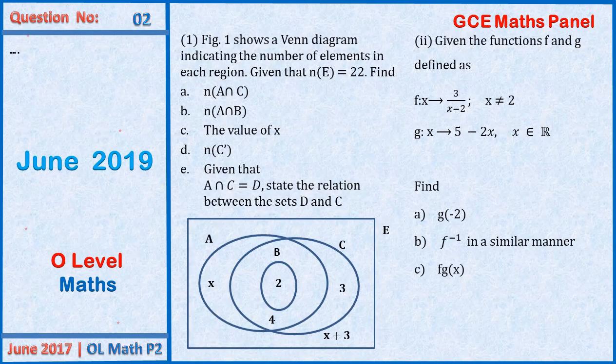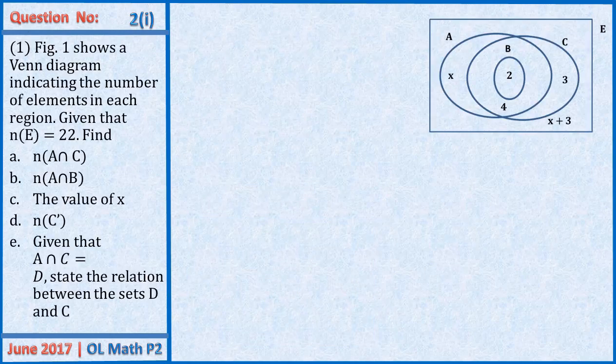Question 2. Figure 1 shows a Venn diagram indicating the number of elements in each region. Given that the universal set has 22 elements, find the number of elements in A intersection C. So A intersection C has 2 elements plus 4 elements, giving us a total of 6 elements.